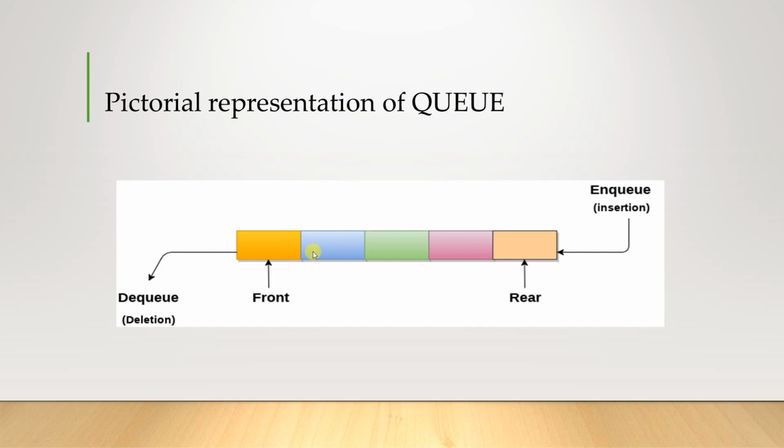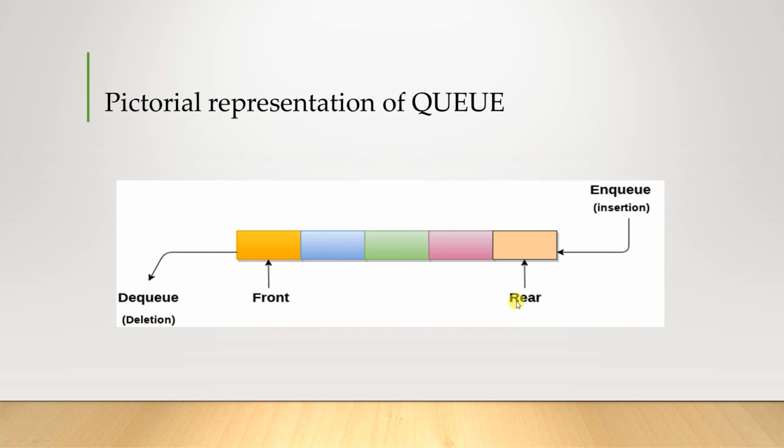So here we can see the pictorial representation of a queue. There are 2 ends, one is called the rear end, another one is called the front end. According to the definition, elements are inserted through the rear end. This is called insertion. Similarly, deletion is always done through the front end.